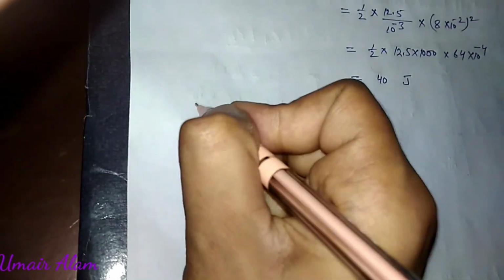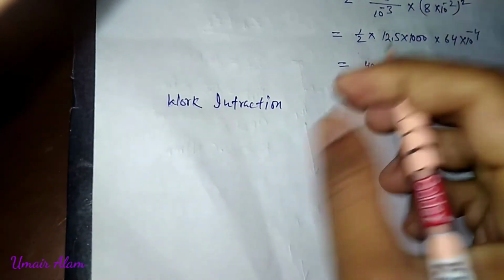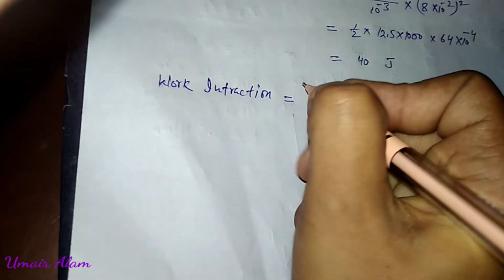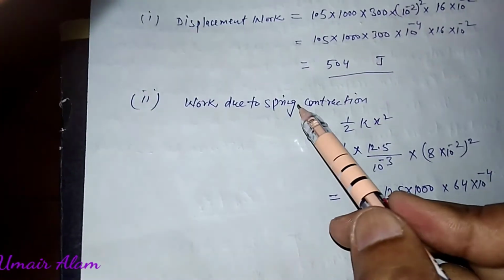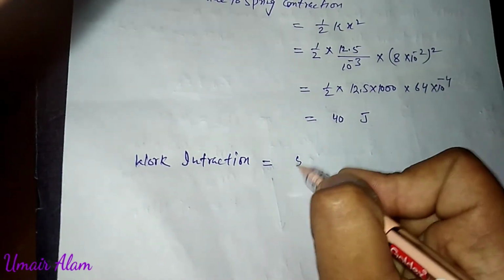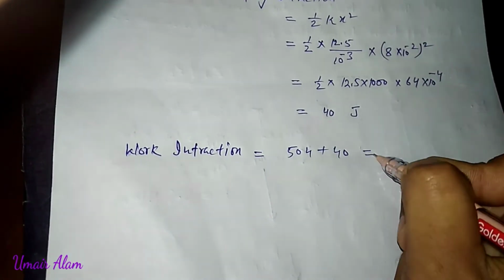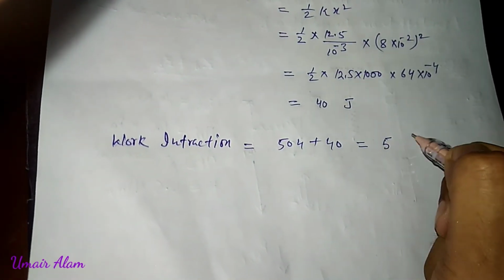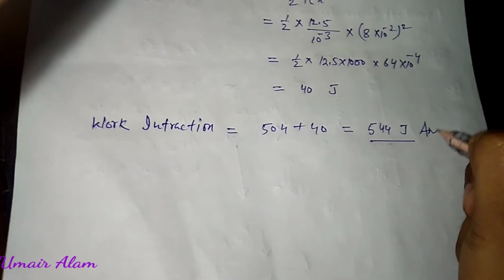So the work interaction in this process will be equal to the displacement work and the work due to the spring contraction. So these two works will be added: 504 plus 40, and this will be equal to 544 joule, and this is our answer.